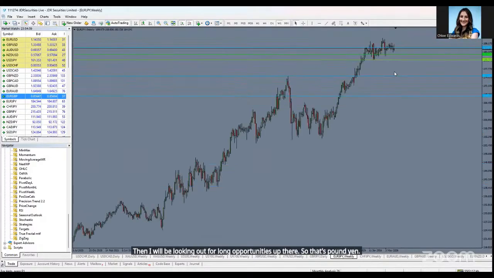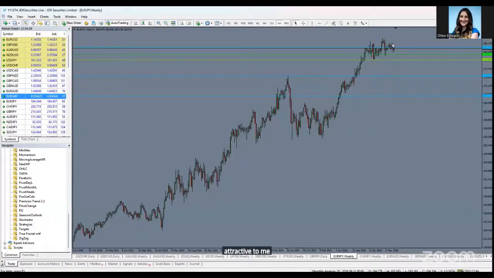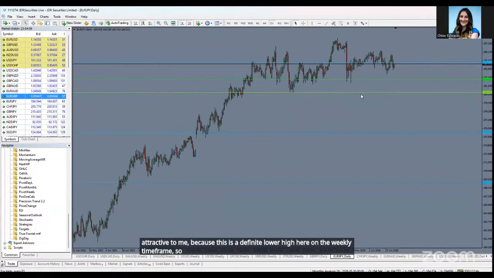Euro yen is a little less attractive to me, because this is a definite lower high here on the weekly time frame. So it's definitely looking sluggish.